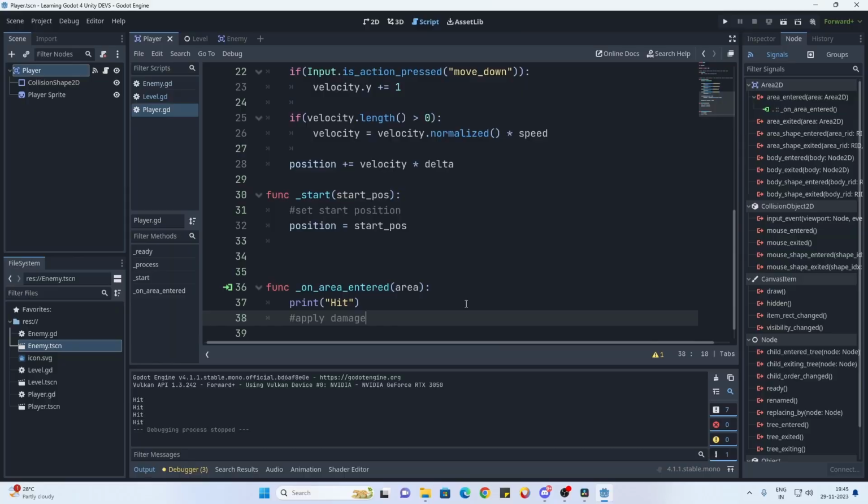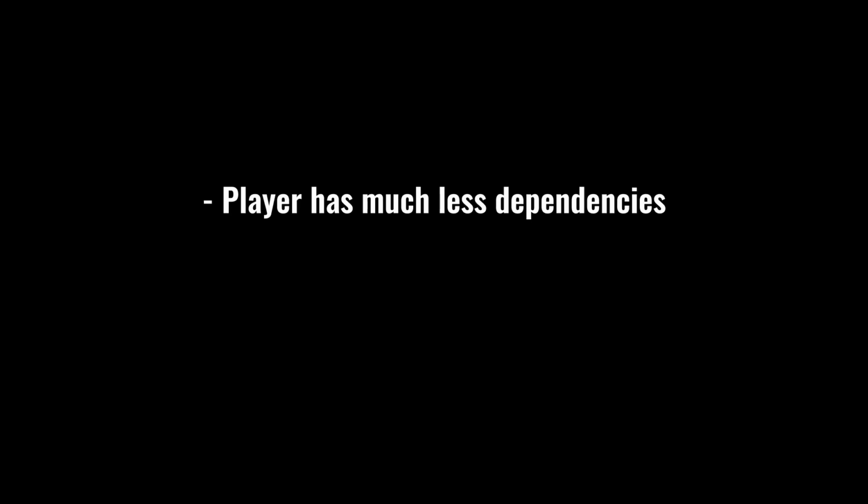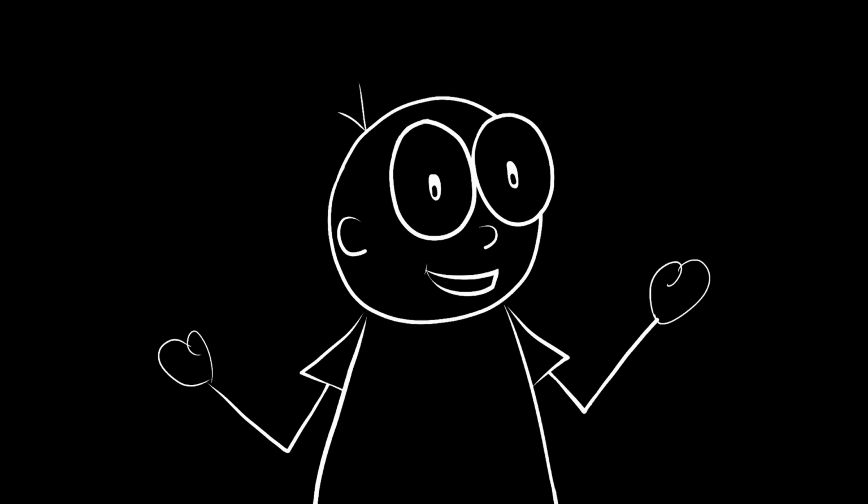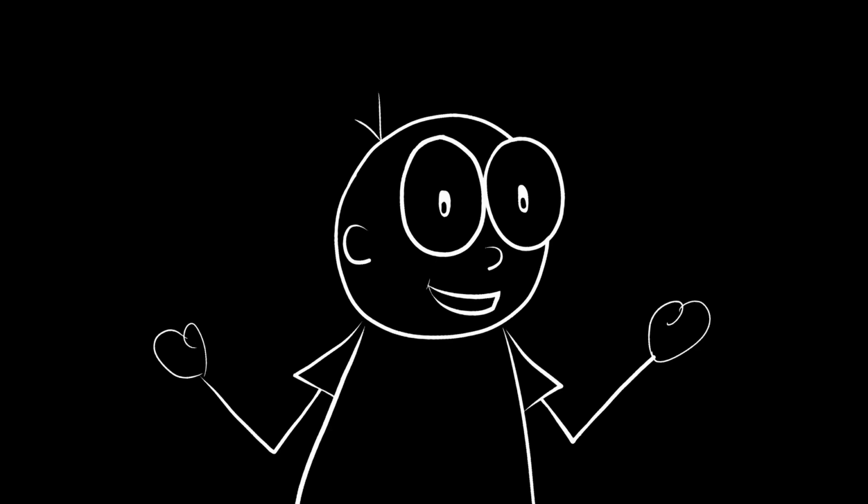This is pretty cool. This reduces the player having to be dependent on anything. The player doesn't care what it collides with in this case. But how do we check for certain that it is indeed the enemy that it is colliding with? There could be a number of colliders in the level, right? How could we do that?